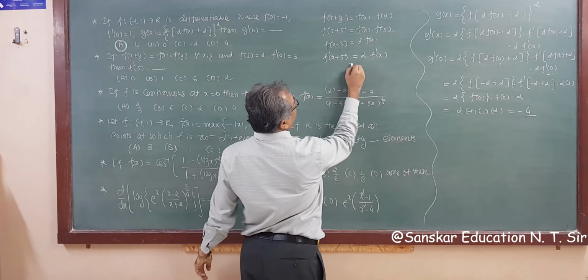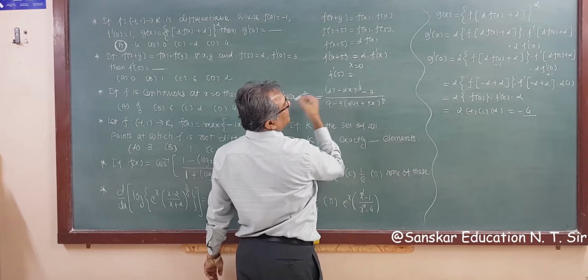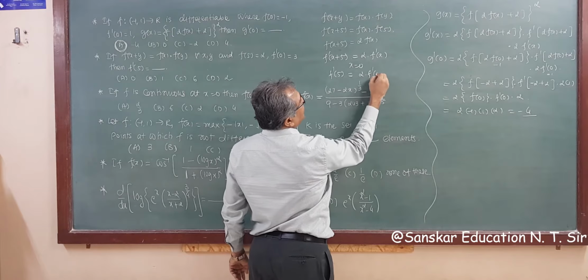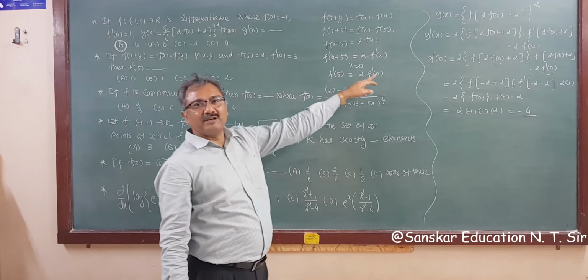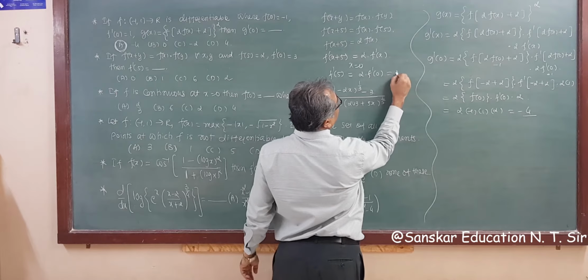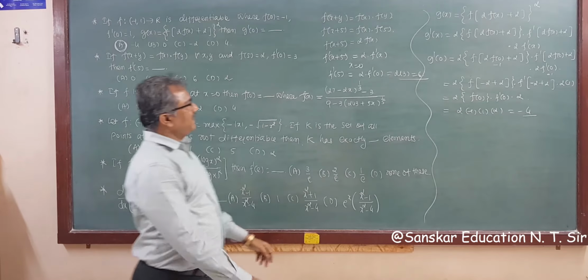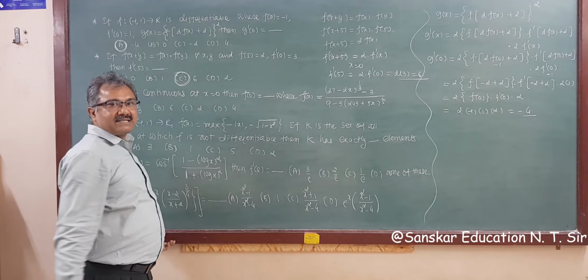So taking x equal to 0, we get f dash 5 is equal to 2 times f dash 0, and f dash 0 is 3. So your answer will be 2 into 3, that is 6. So the final answer is 6, and that is option number C, the correct answer.